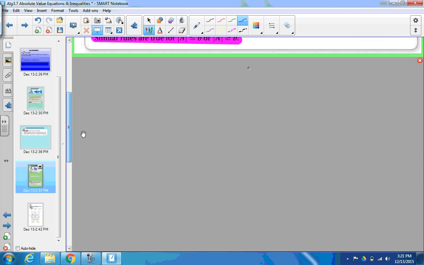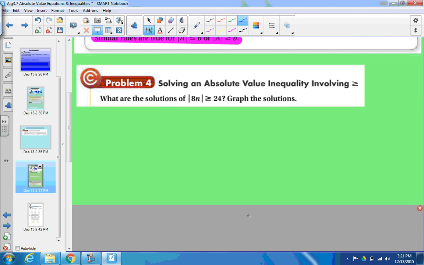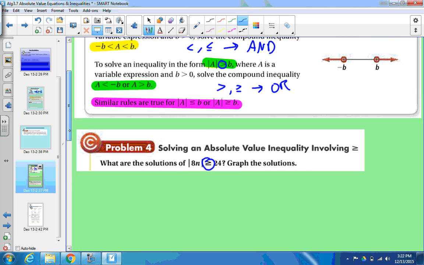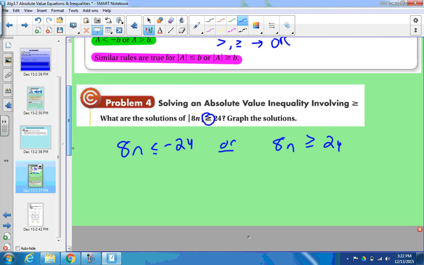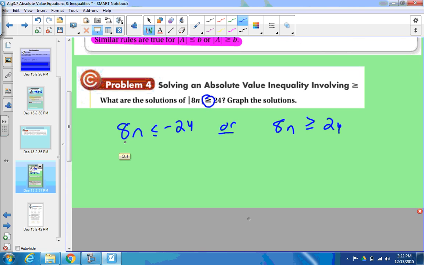So let's go through an example that'll be easier for you to see. It is solved for the absolute value part. So that means if we have a greater than or equal to sign, it's going to be an or. So we're going to take the 8n out of there and say it's less than or equal to negative 24, or that 8n must be greater than or equal to positive 24. And then you can solve them and graph them. So, divide both sides by 8.